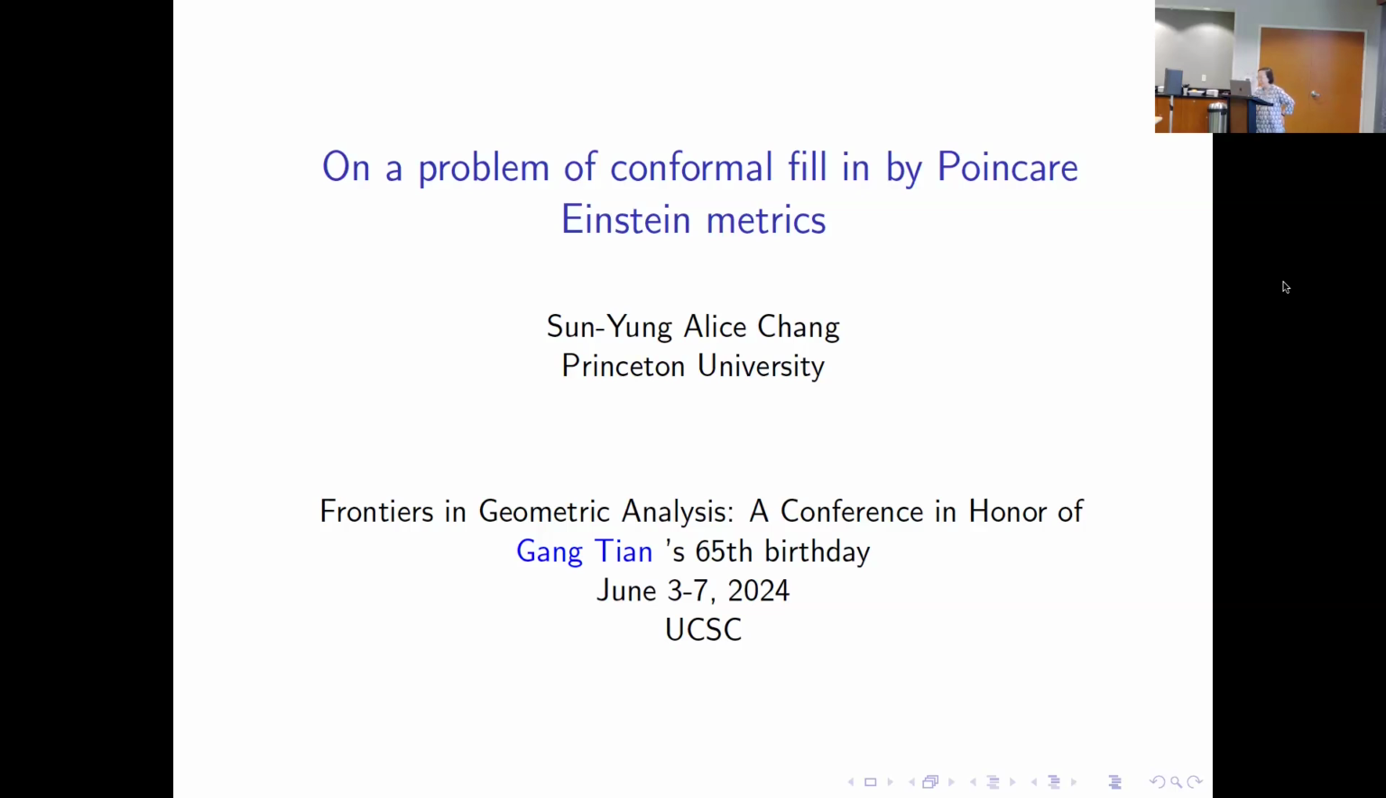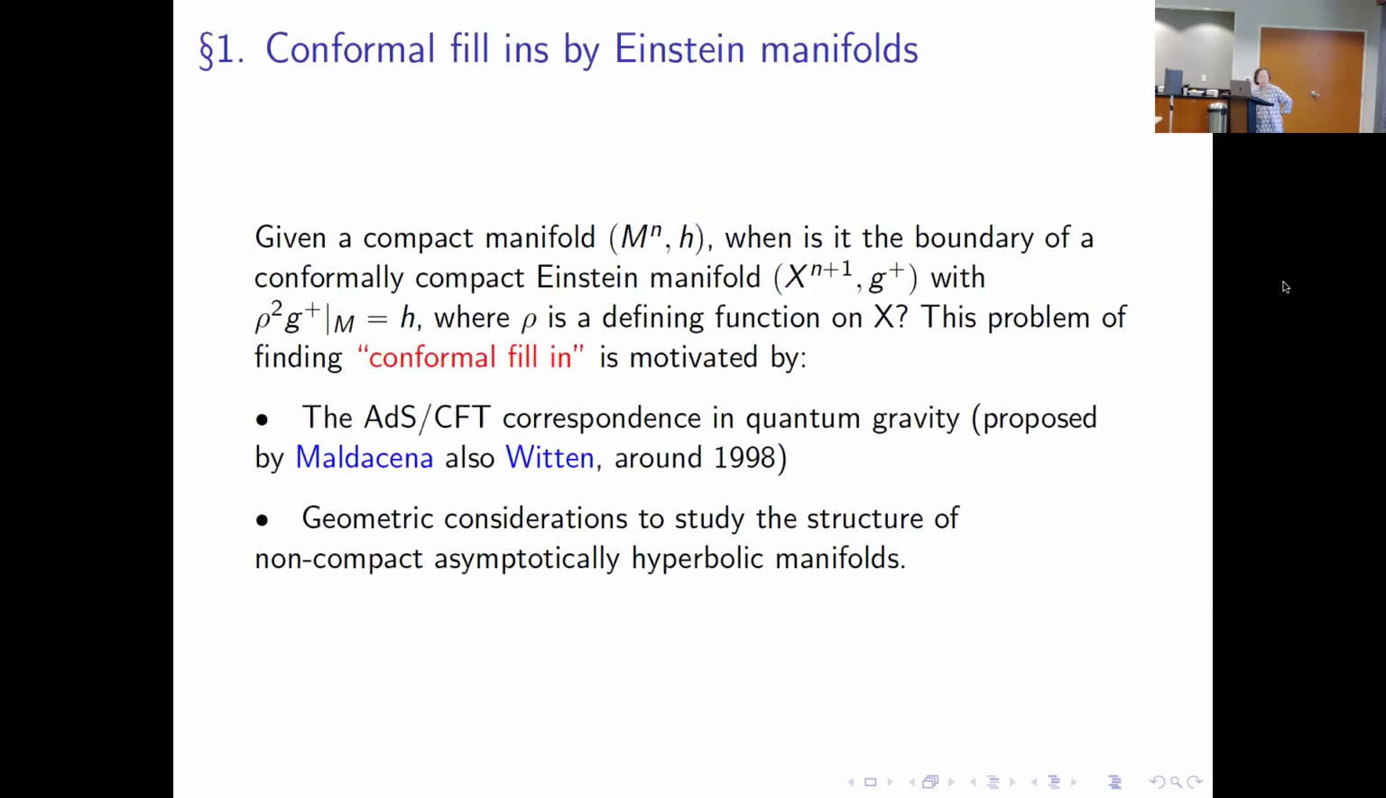So now let me begin by explaining the title of my talk. What I call conformal fill-in by an Einstein manifold is the following. Suppose I have a manifold (M^n, h), which is the boundary of a conformally compact Einstein manifold (X^{n+1}, g_+). I will specify more later. And g_+ is Einstein, and g_+ itself is non-compact and blows up near infinity, near its boundary, for example, hyperbolic space.